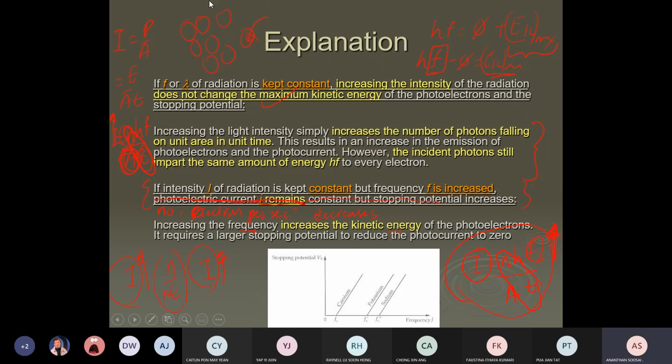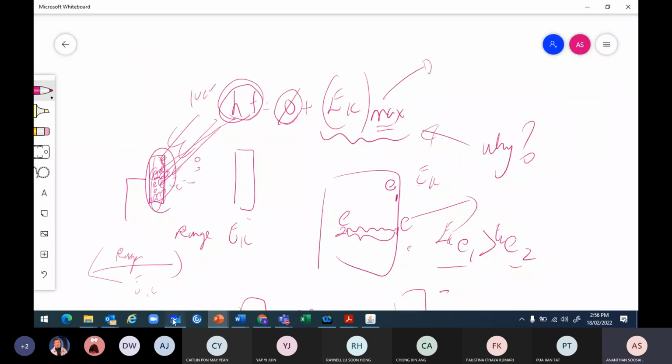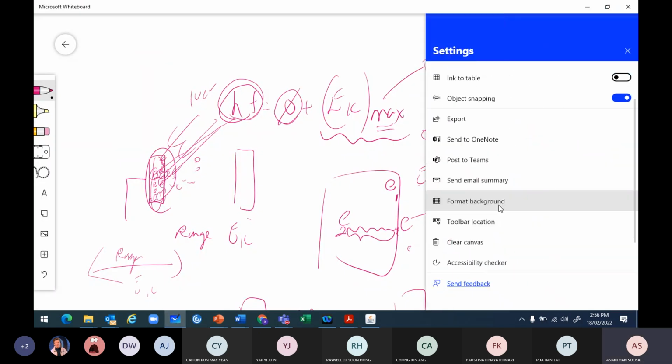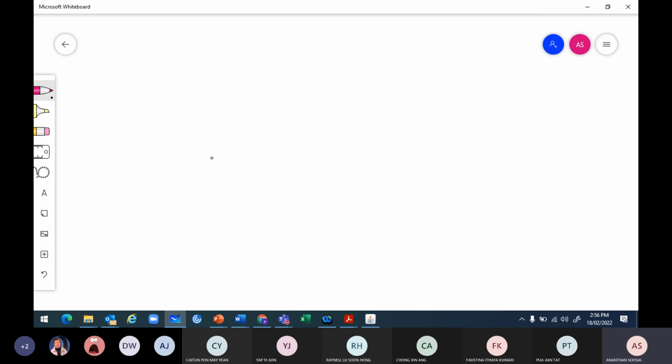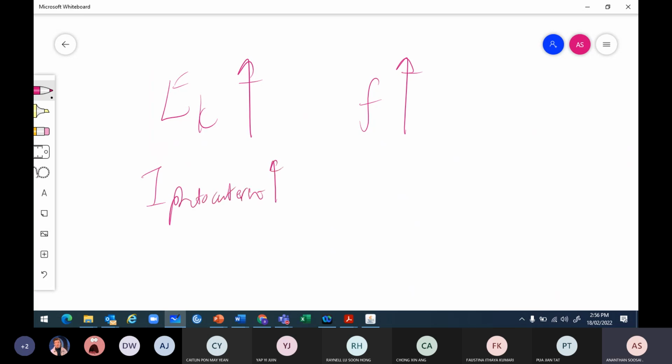Any questions, guys, from here? So the conclusion is: if you want to rise the EK, rise the frequency. If you want to rise the photocurrent, you want to rise the number of photons per second, so rise the intensity.